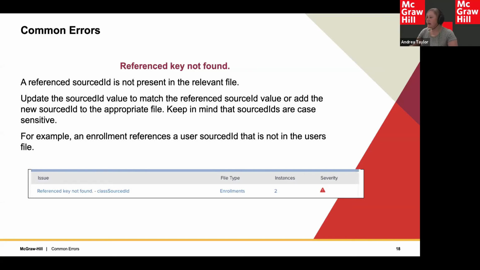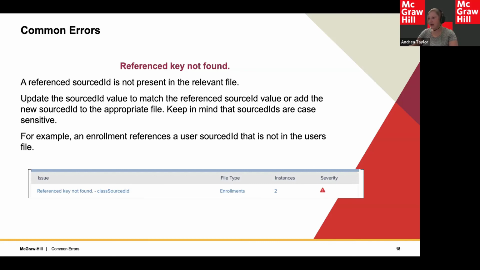All right, reference key not found. This is a pretty common error, and it can be easy to fix if there are any misspellings, unsupported characters, or incorrect or missing data in the files. This can cause cascading errors and can block users from access or content. So the example we have here in the slide, it says reference key not found for class sourced ID on the enrollments file. So to fix this, you would simply ensure that the correct class sourced ID is added to the enrollments file, and then you would want to make sure that class ID is also in the classes file.